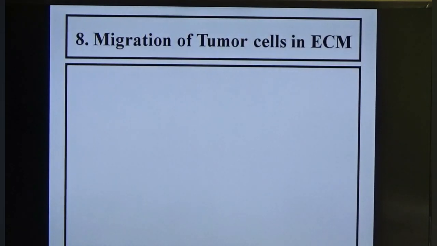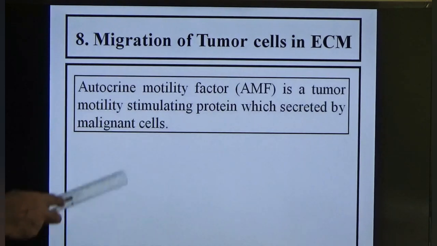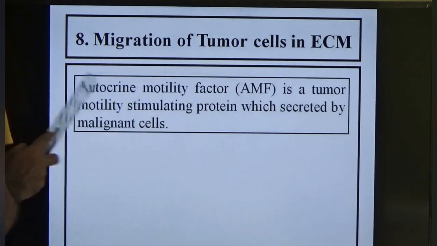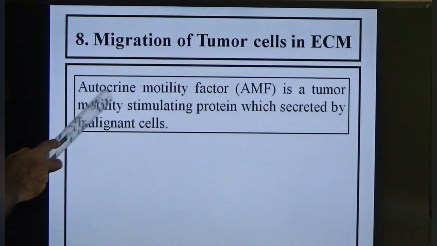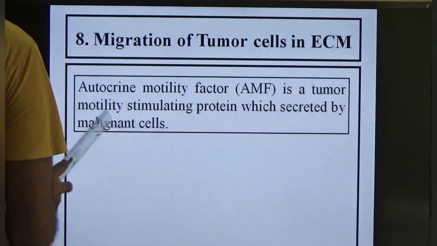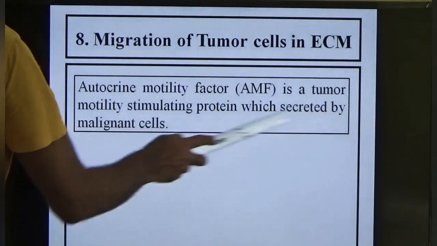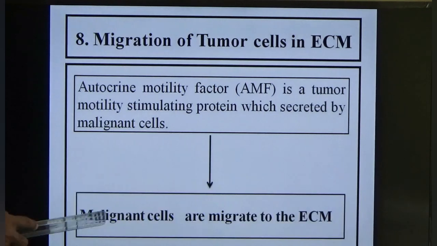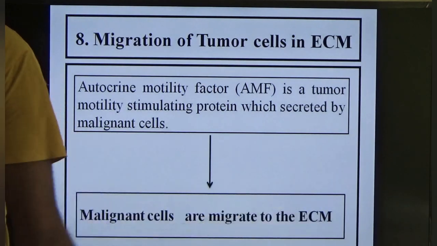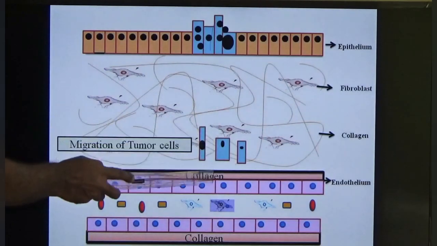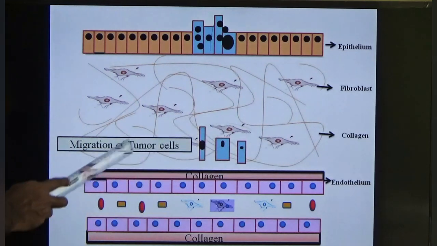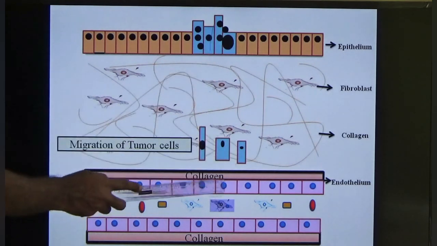Next one, migration of the tumor cells in the ECM. Tumor cells also secrete AMF, the autocrine motility factor. This is a motility stimulating protein which is secreted by the malignant cell. That leads to malignant cells migrating through the ECM. Okay, so now it has reached, now it reaches this part. So with the help of AMF, it is migrating.